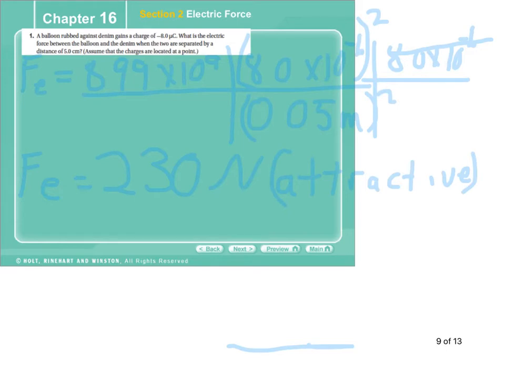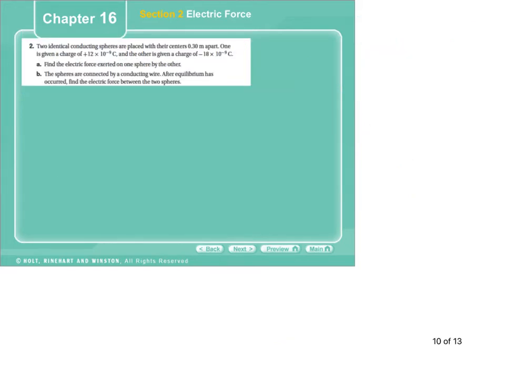So 230 newtons attractive. Yeah, our next problem. 2 parts here. We're going to find the electric force on one sphere, and then if we connect them with a conducting wire, what's the electric force going to be? Problem 2. Again, I mentioned we've got 2 parts here. Part A first.